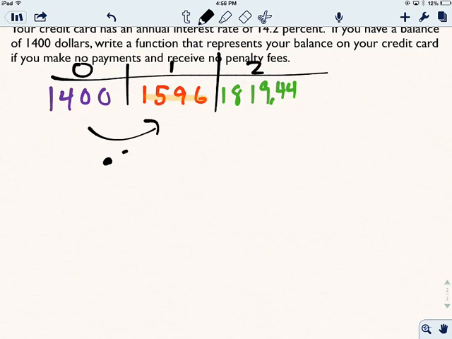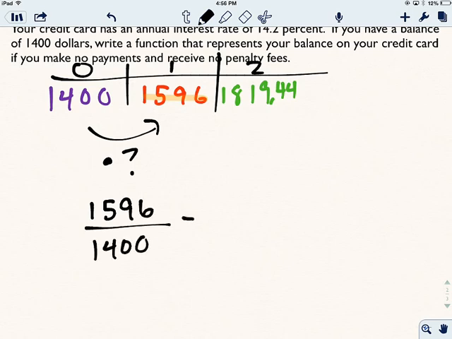And so I'm trying to figure out what do I multiply by, because I suspect this is exponential, and we know that exponential functions have common multipliers. If I don't know what it is, I'm going to take 1596 and divide it by 1400, and that will give me the common multiplier, because division is the opposite of multiplication. So that's 1.14. And so I no longer have a question about that. It's 1.14 that I'm multiplying by.